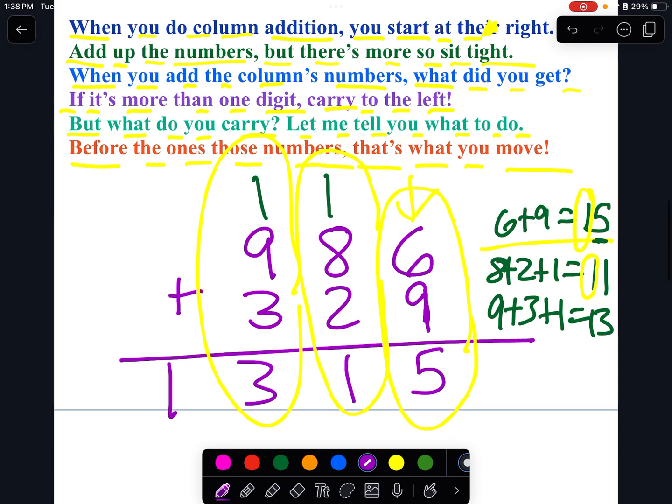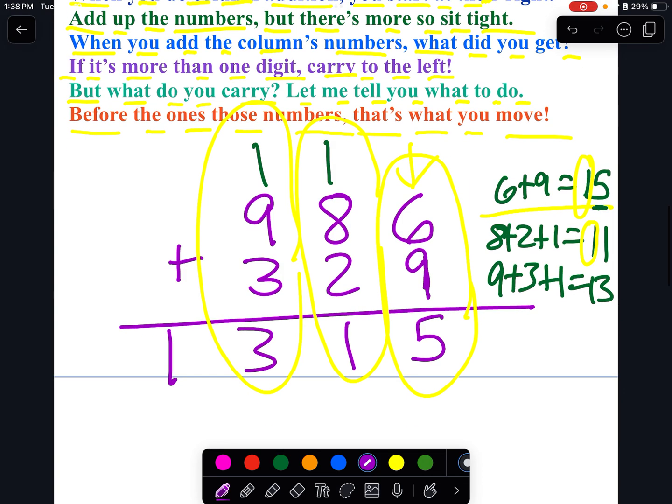So I guess the song or the rhyme doesn't really include what you do when you get to the leftmost column. Maybe I'll add to this rhyme, or if you have an idea, I would love to hear your thoughts. I love how creative students and young kids can be. I actually find them to be more creative than grown-ups.